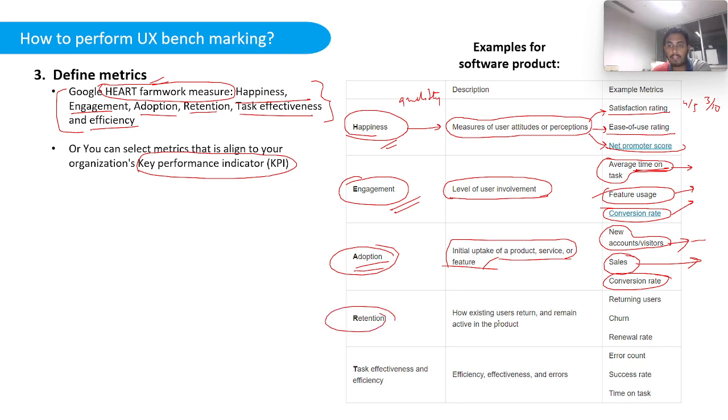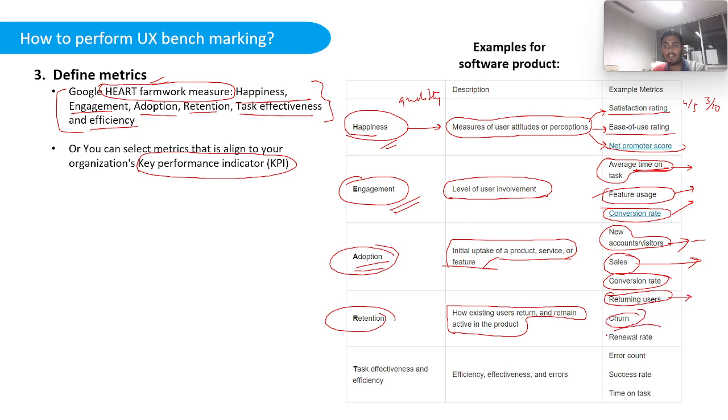Retention means how existing users return and remain active in a particular portal. Once the user crosses that initial barrier of learnability, he is no more a new user or a beginner. He is now an intermediate or expert user. Now we check how many of them actually return to that application. You can give options like, are you a returning user or a new user? If someone selects returning user, that means that many people have returned.